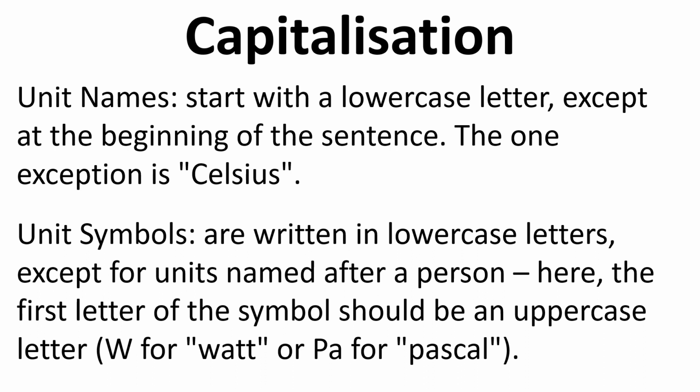Now the unit symbols are written in lowercase except when the unit is named after a person. So the first letter of that symbol is in uppercase for that particular example. So where we have the watt, the first letter in the word is lowercase, but the symbol is capital W. Another example would be the pascal, which gets used for pressure. The word itself has a lowercase p, but in the symbol we use an uppercase P.